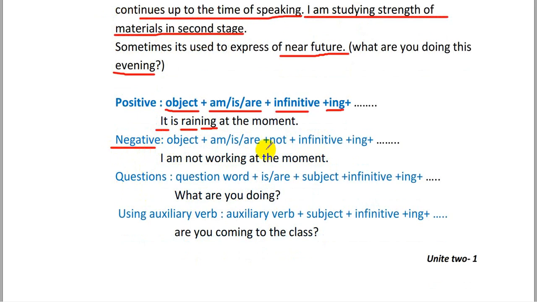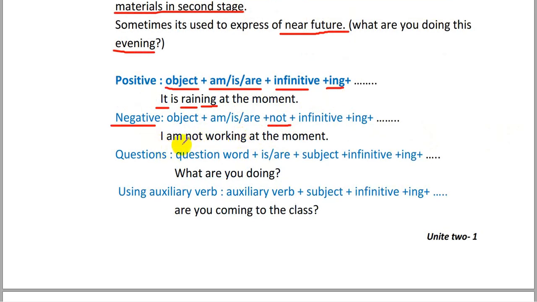Negative صيغة النفي. Object الفاعل, am is are plus not, infinitive زائدا ing plus completion of the sentence تكملة الجملة. We can notice that the main difference between positive and negative, it's not the same rule exactly, just put not, it will become negative. For example, I am not working at the moment. أنا لا أعمل في الوقت الحاضر.